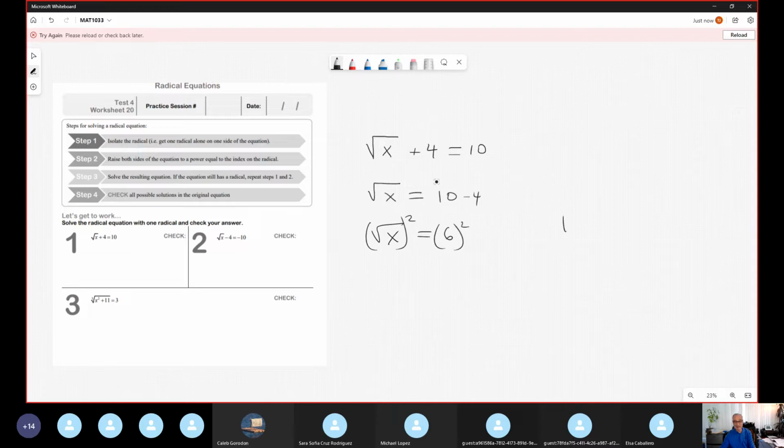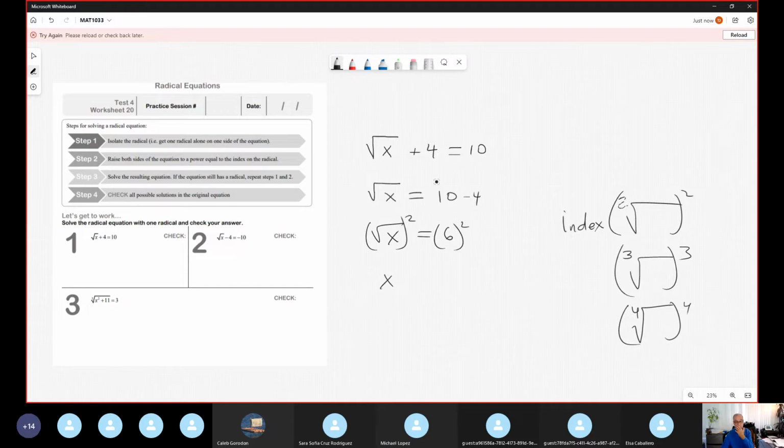Now, step two says raise to the power of the index. What is the index? You need to know that when you have a square root and you see no index, it's because by default, in the common language of algebra, it's two. If it is a cubic root or higher root in general, you need to indicate it. If you don't indicate, it's because it's two and this is a square root. Another equation can contain a cubic root or fourth root, so you need to write to the third power, to the fourth power, and so on. And here you need to write to the second power.